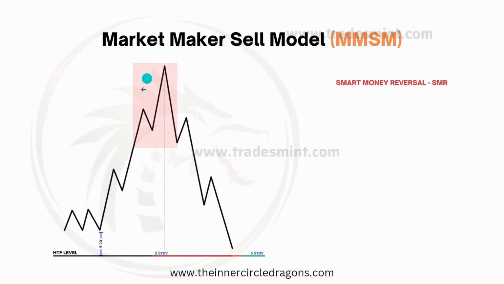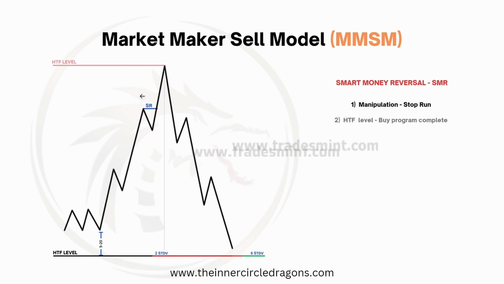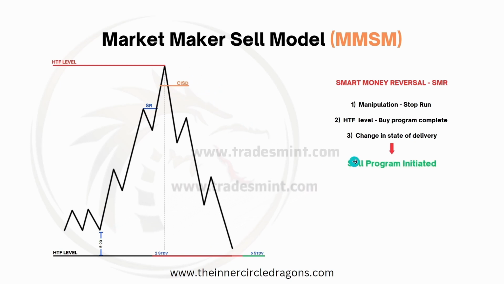So we have already had our smart money reversal here. We had our manipulation leg, which ran the stops above our short-term swing high. We have keyed off a higher time frame level, and this has completed our buy program as we have reached terminus, the buy side of the curve of a market maker sell model. We have witnessed a change in state of delivery running through the opening price of a bearish order block, confirmed with displacement, and our sell program has now been initiated.